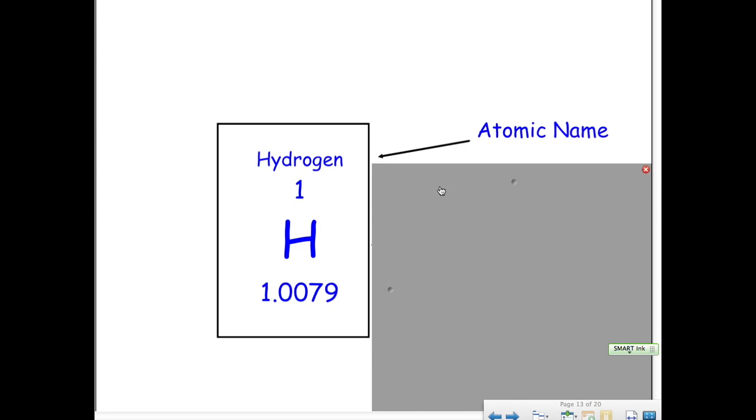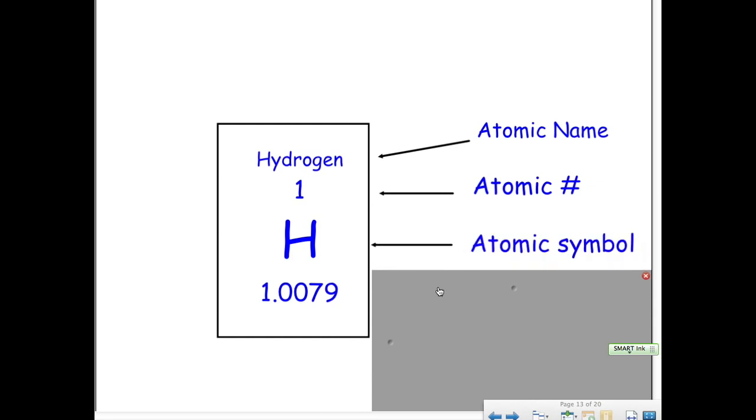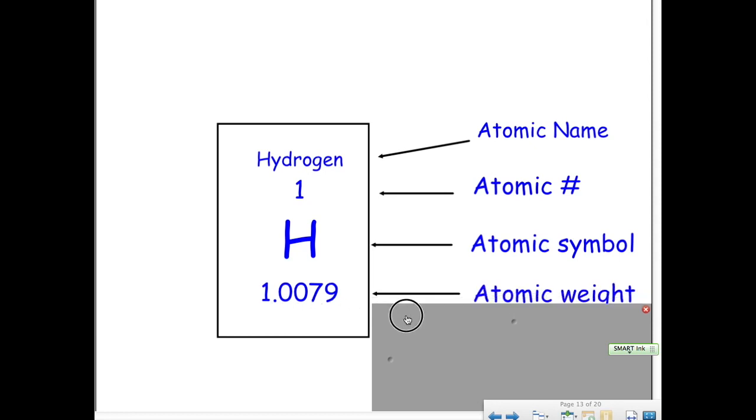The hydrogen is known as the atomic name. The atomic number is the number below the atomic name, and H is like the nickname, or it is the atomic symbol. And this number here, which actually has a lot of numbers beyond the decimal point, tells us how much the atom weighs, how much stuff there is inside of that atom. So using this box, we can find out how many protons, how many electrons, and how many neutrons are inside this atom, inside every single hydrogen atom. Let's try it.